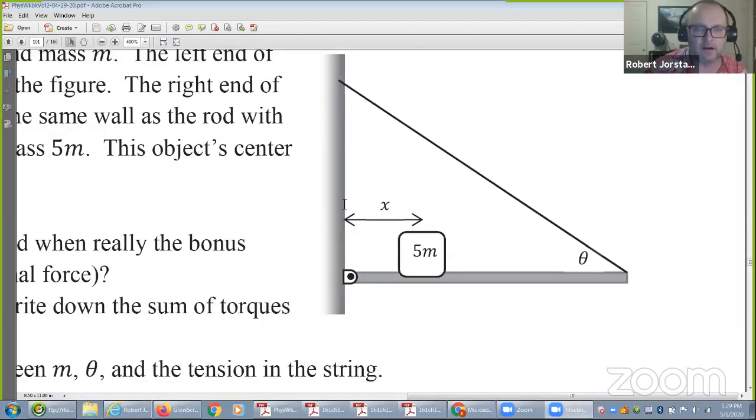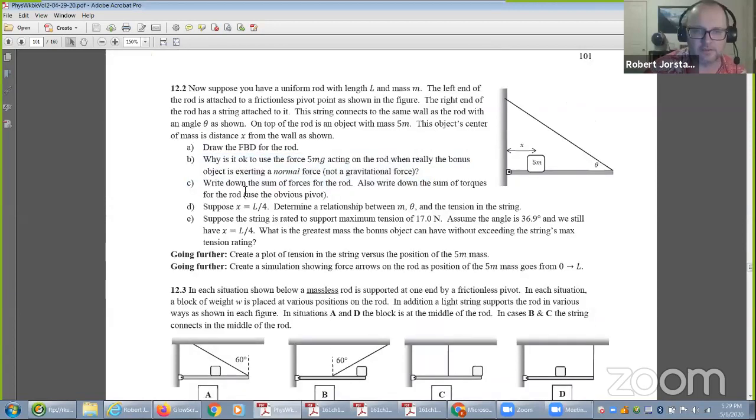All right. Let's go and look at the solution to this one now and see if there's anything else. So again, we're looking at 12.2. All right. And then just making this smaller so I can see again. All right. So FBD for the rod, we kind of did that. This we've already talked about. Write down the sum of forces and then also write down sum of torques. All right. So that's what we need to focus on. Okay. So, all right, you've got the problem in front of you. I'm going to bring up the solution.